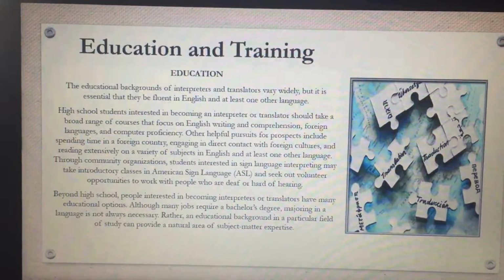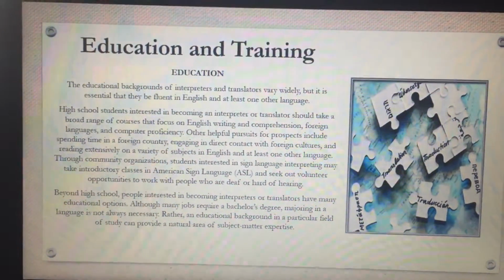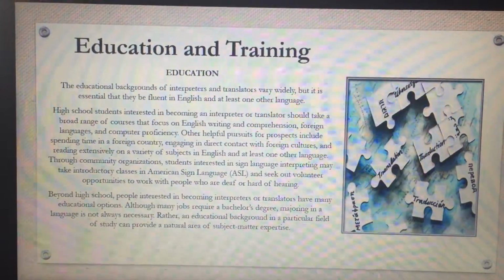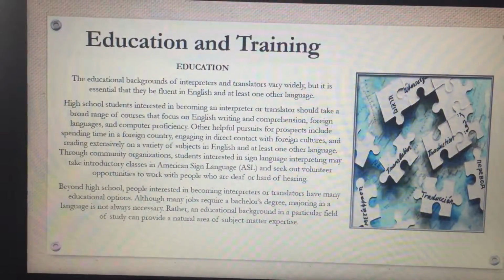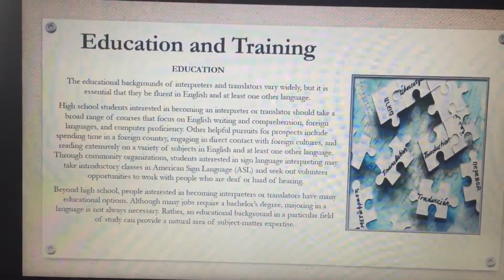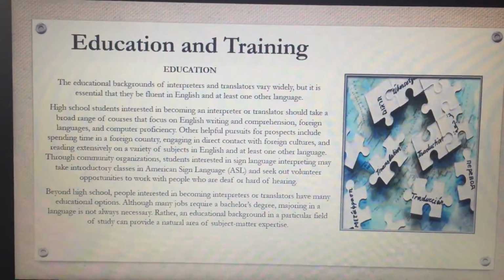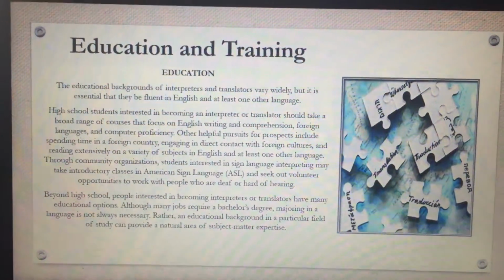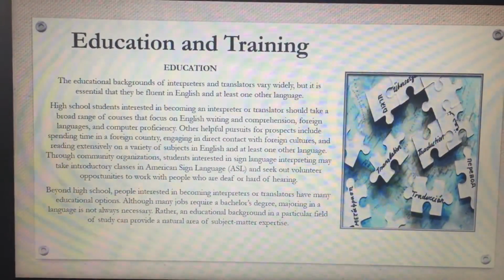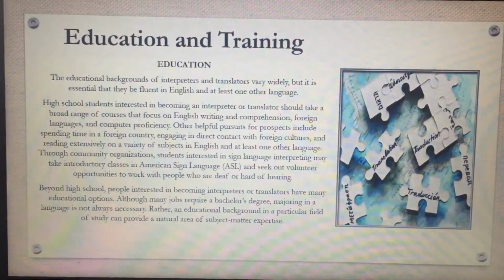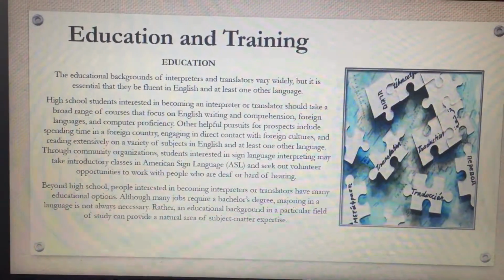Other helpful pursuits for prospects include spending time in a foreign country, engaging in direct contact with foreign cultures, and reading extensively on a variety of subjects in English and at least one other language. Through community organizations, students interested in sign language interpreting may take introductory classes in American Sign Language and seek out volunteer opportunities to work with people who are deaf or hard of hearing.